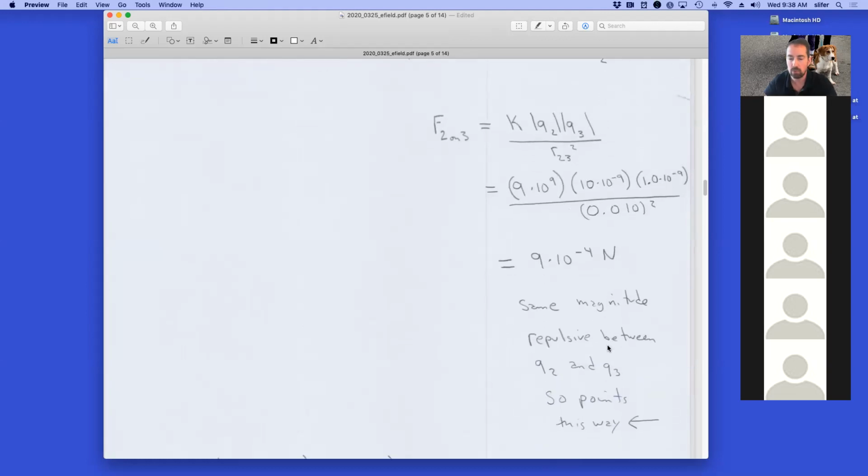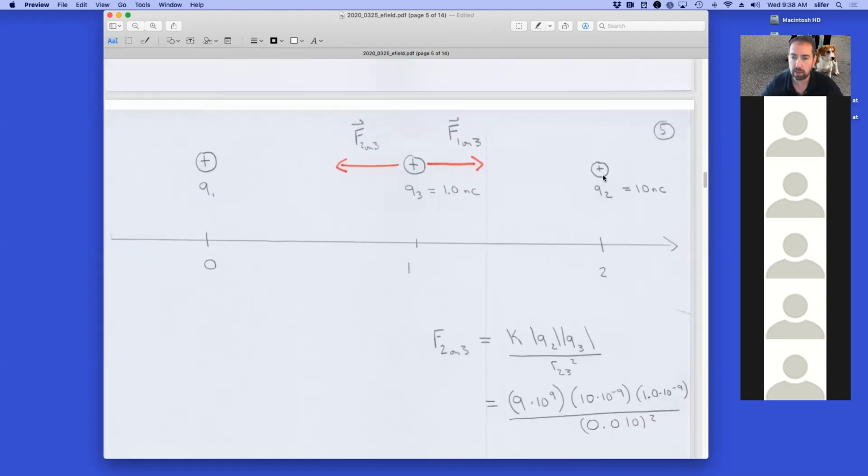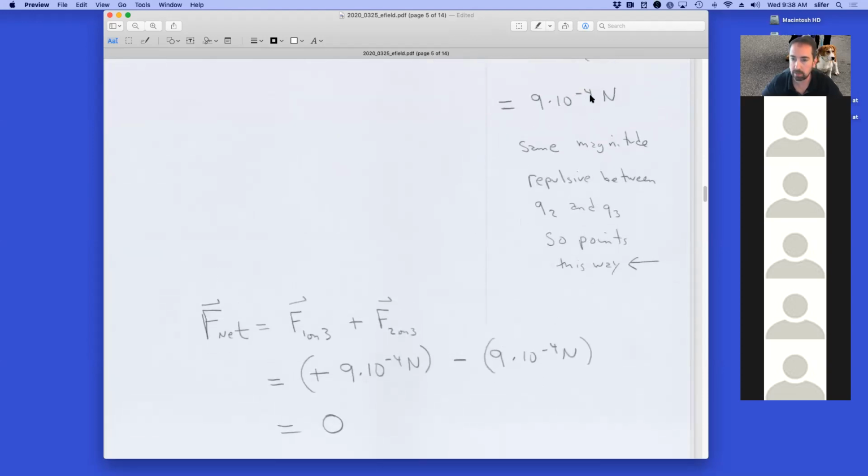And now repulsive, right? So repulsive means that they're pushing away because they're like charges. But the difference now is we're thinking about these two charges being repulsive. And now that means that this guy would tend to float this direction. It would want to get away from Q2. So repulsive in this sense gives me a force in that direction. So now my 9 times 10 to the minus 4 newtons is pointing in the left direction.